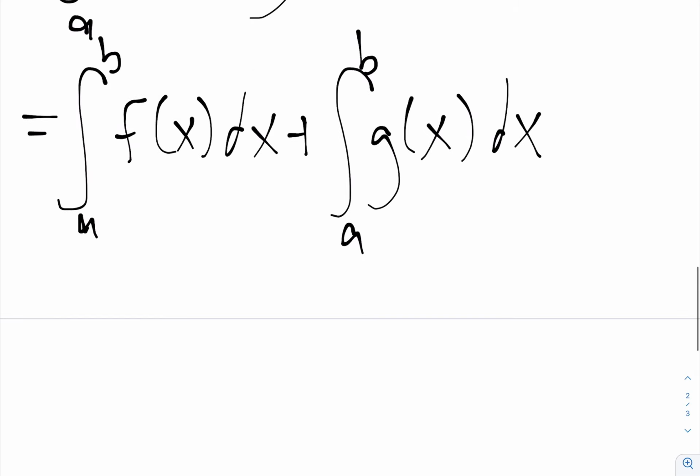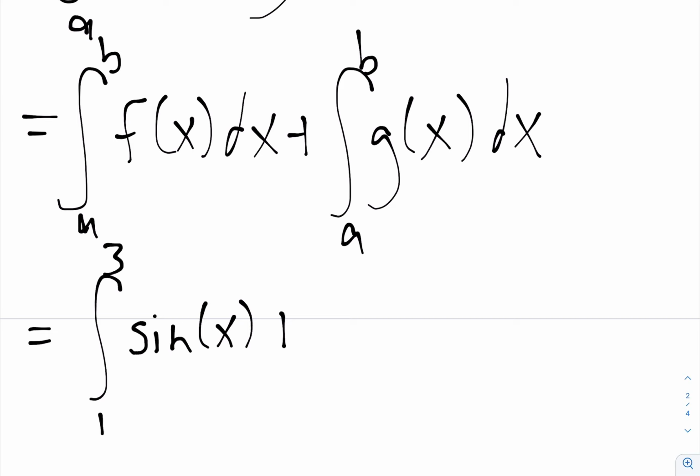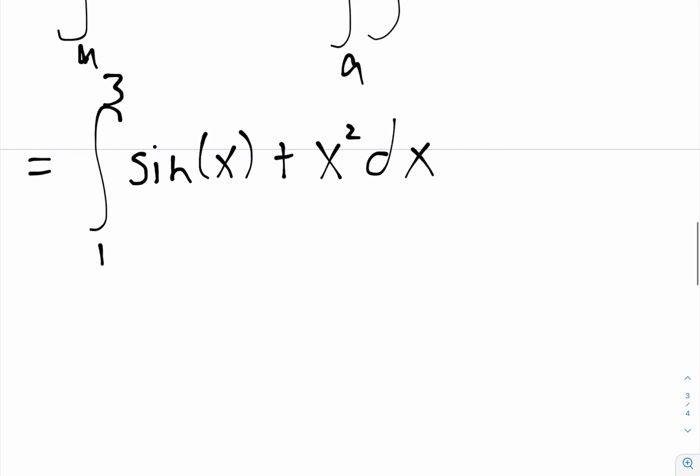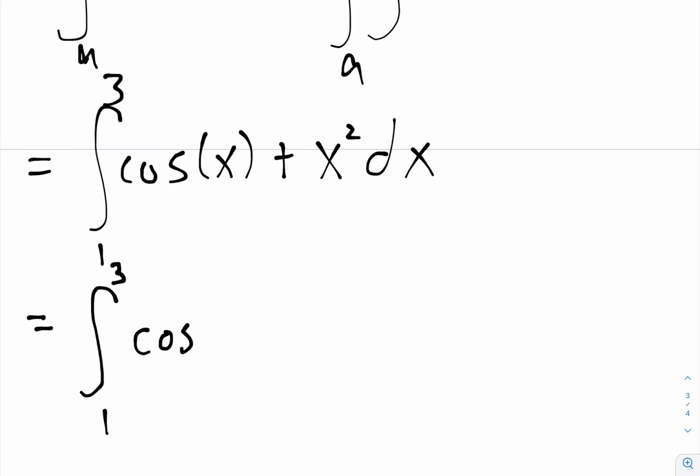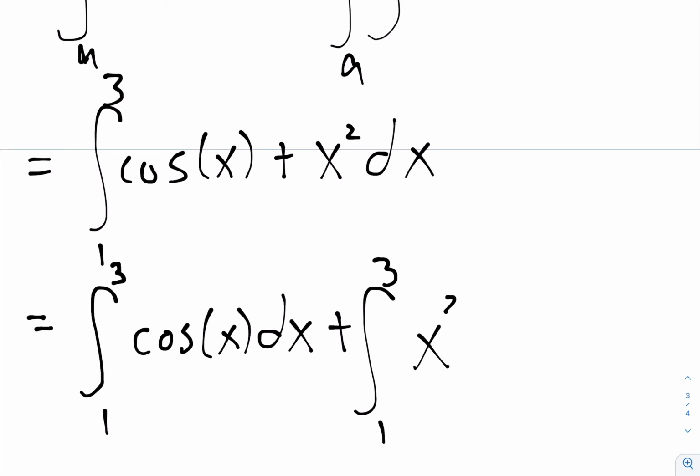So an example might be find the integral from a to b, or no, let's do an actual number, like 1 to 3 of sine x plus x squared dx. Or instead of sine, I'll do cosine maybe. Cos x. So now you can think, okay, well, this is going to be the same as the integral from 1 to 3 of cosine x, and I can write that as a single integral adding into another integral with the same bounds of just x squared dx.